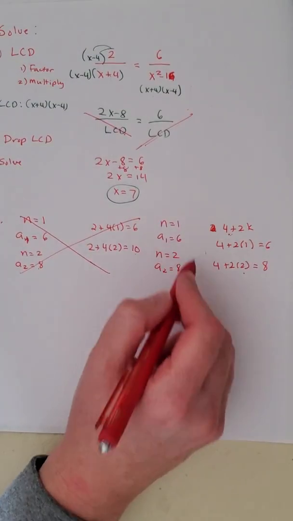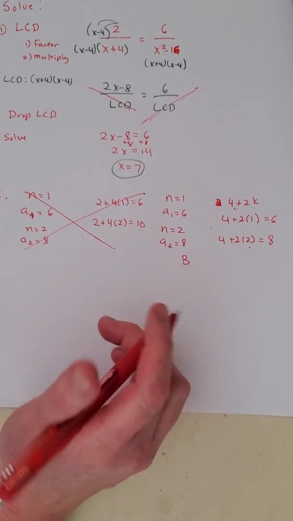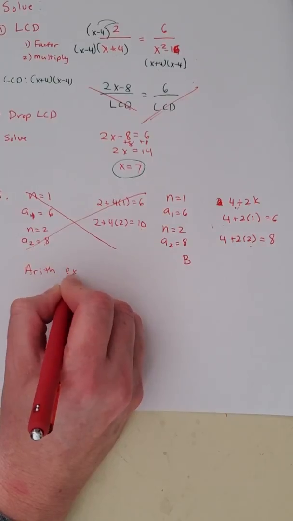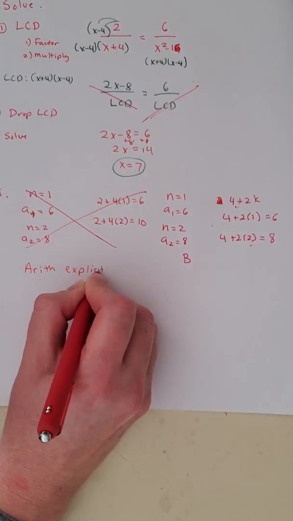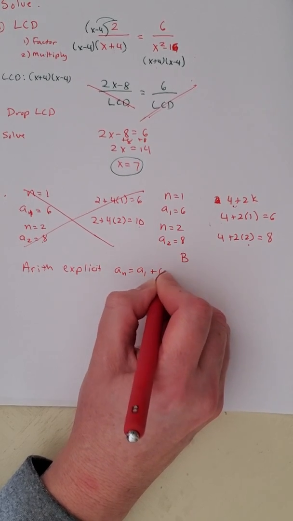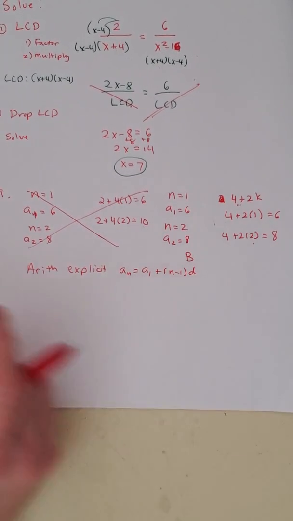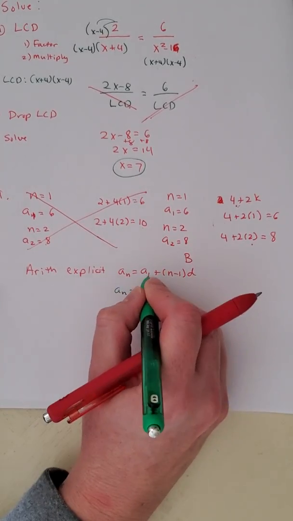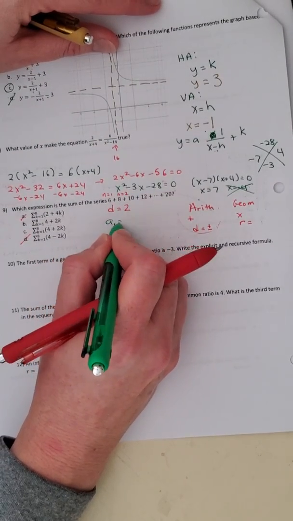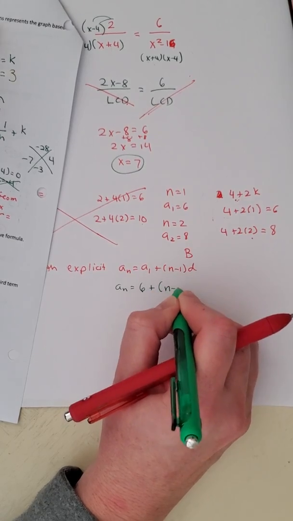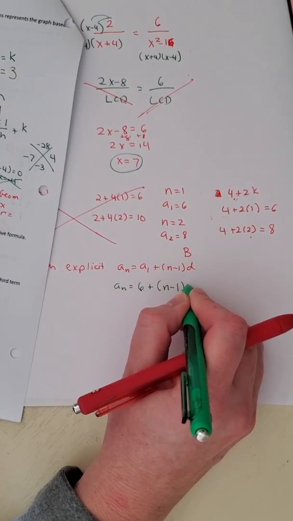So rather than using this method, which you might get confused about, instead we're going to talk about the arithmetic explicit formula. So the explicit formula is a_n equals a1 plus n minus 1 times d. I'm going to go ahead and create my formula. a_n equals a1. a1, we didn't identify it, so let's go back. a1 is 6. So that'd be 6 plus n minus 1. Remember, n is supposed to be a variable. And then times d. d is 2.